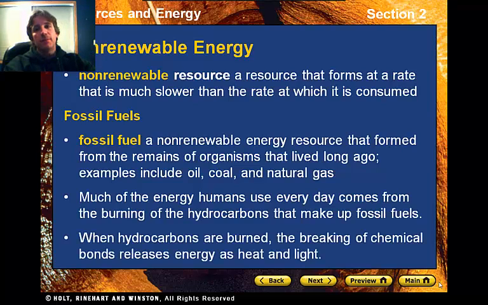When they're burned, they break the chemical bond and release energy, heat and light. And that's a pretty common way. So just like anything else that burns, you get that heat and light chemical reaction, and that's where we get our energy from.